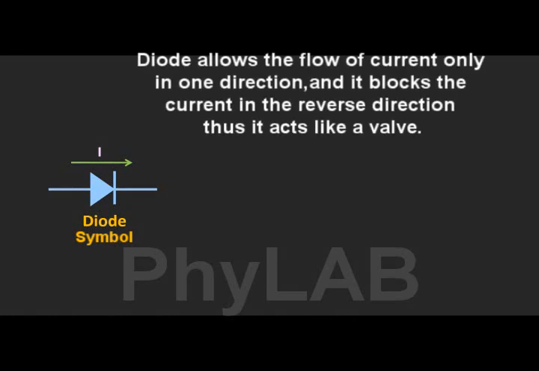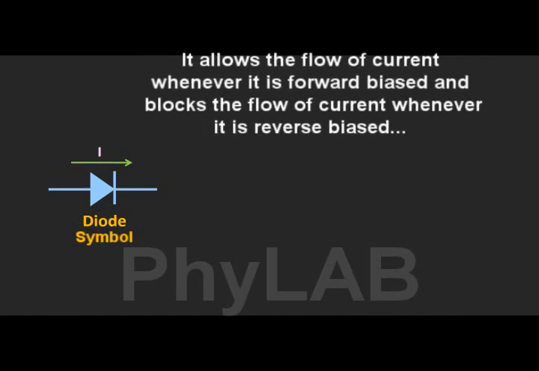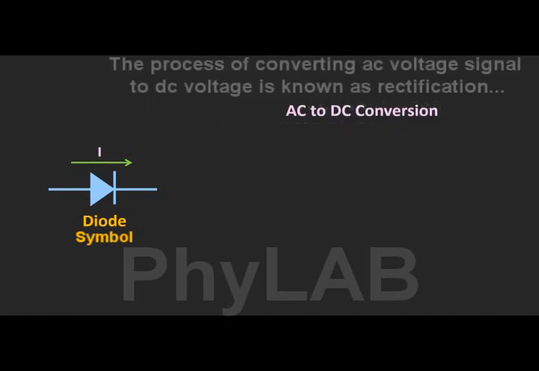In the previous videos on the diode, we learned that the diode allows the flow of current only in one direction and blocks the current in the reverse direction. Now this property of the diode is very useful in certain applications, and one such application in which the diode can be used is AC to DC conversion.